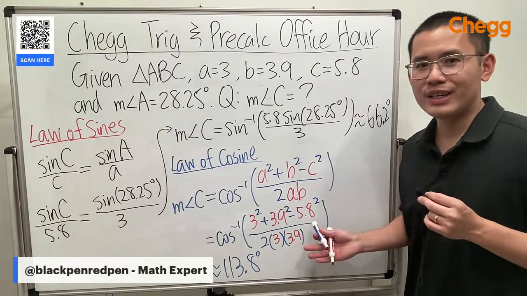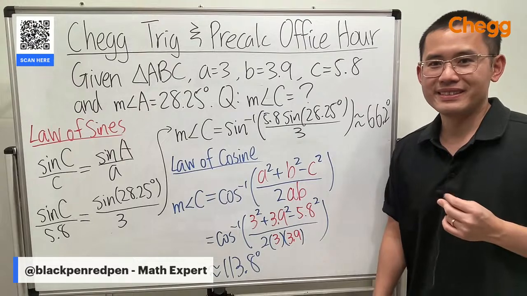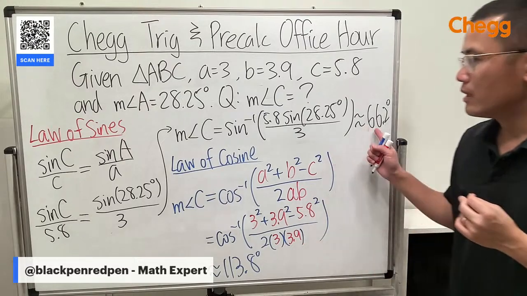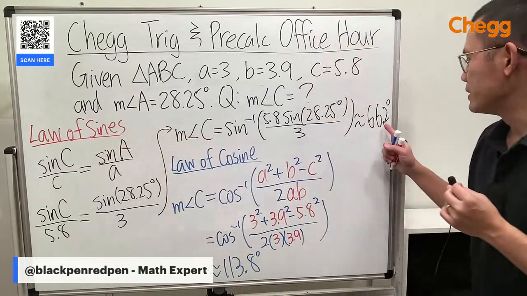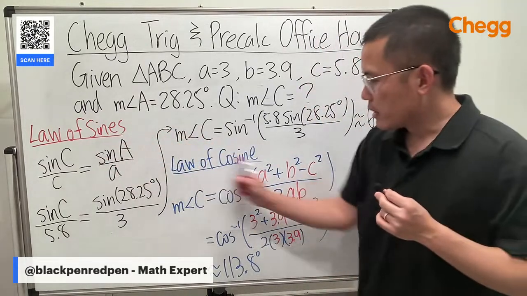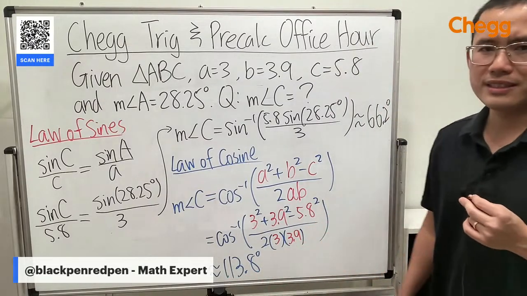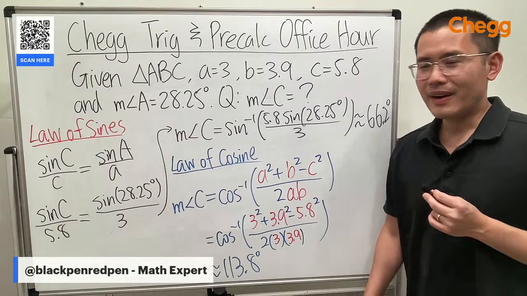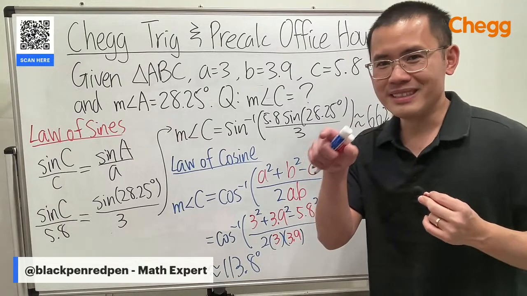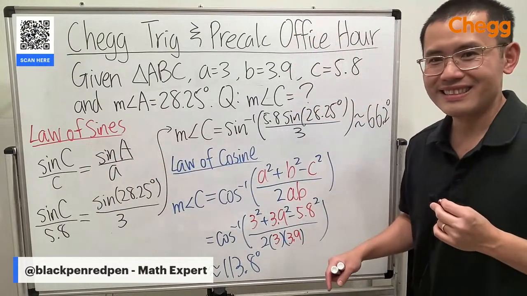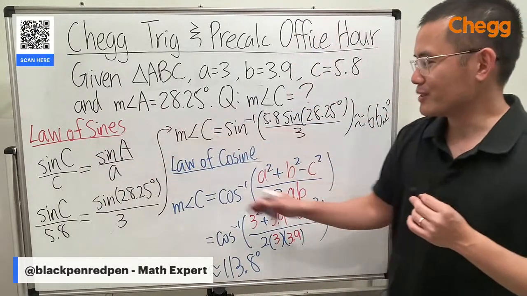So what's going on? Which one is actually correct? All right, law of sines, I end up with 66.2. Law of cosine, I get 113.8. So which one is correct? Go ahead, drop a comment. Let me know if you go for law of sines or law of cosine. Just put down sines or cosine.